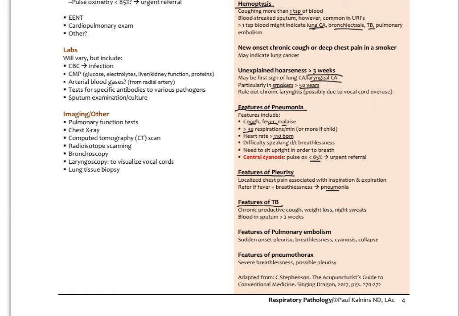Features of tuberculosis, TB: chronic productive cough, weight loss, night sweats, blood in sputum for more than 2 weeks. We are seeing a bit of a resurgence of TB, and especially in the homeless population.